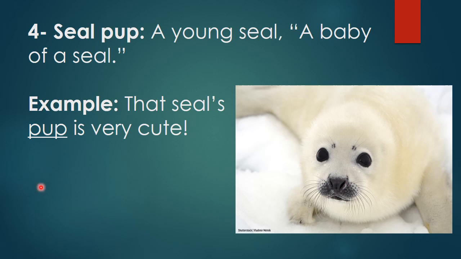Number 4. Seal pup. Okay, seal pup. Seal pup is a young seal or a baby of a seal. As you see in this picture, it's tiny. It's a seal, but it's small and tiny, so it's a baby. Okay, let's put it in a sentence. Example, that seal's pup is very cute. As you see, this is a pup of a seal and it's very cute.